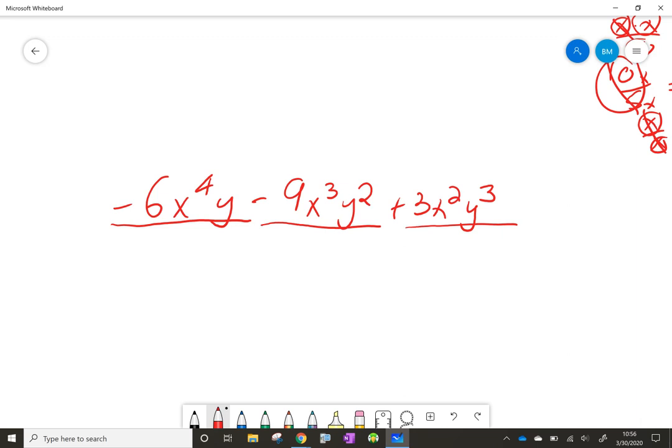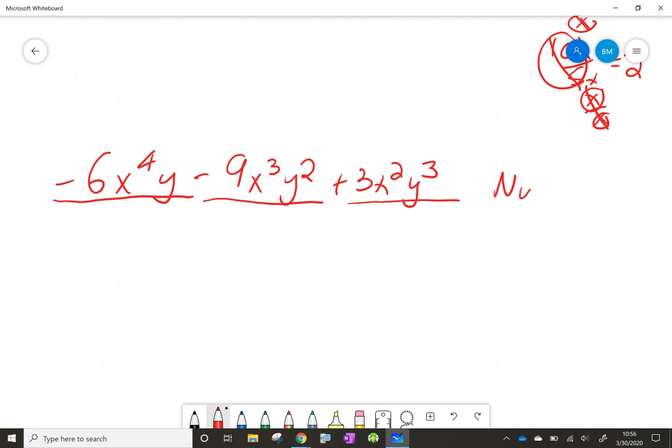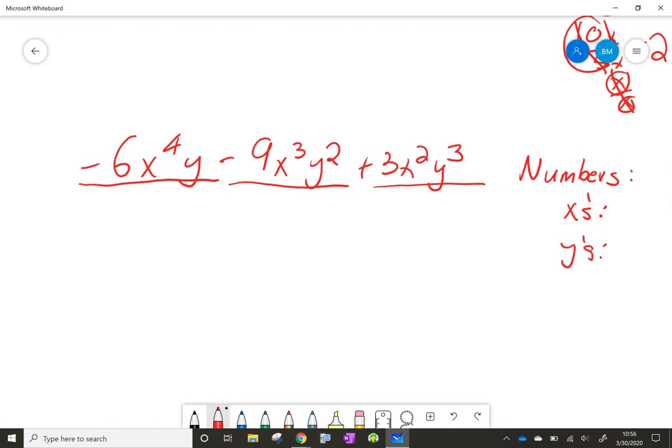Three terms. All right. Remember, let's do this one stage at a time. Let's do the numbers, and then we'll do the variables. Now the variables, we have two different types. So we have x's and we have y's. So let's do those one at a time. Let's look at the numbers first, right? Just focus on the numbers. You have negative 6, negative 9, and 3.